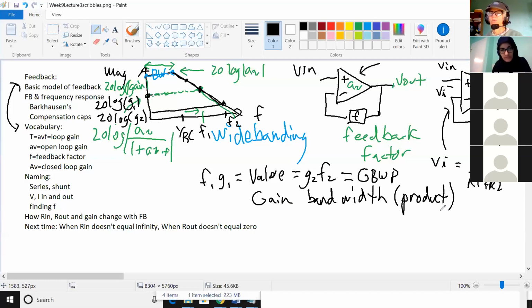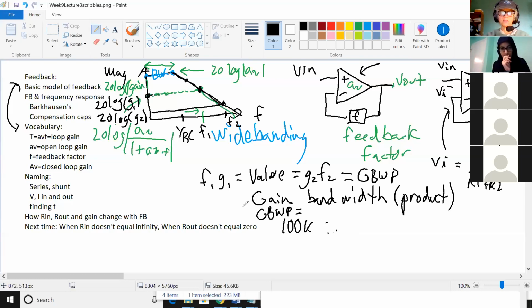The reason why you see that on data sheets is if you know the gain you want, let's say you know the gain bandwidth product equals 100 kilohertz, or 100K. Sorry, this is not very organized today. And you know you want a gain of 1,000.